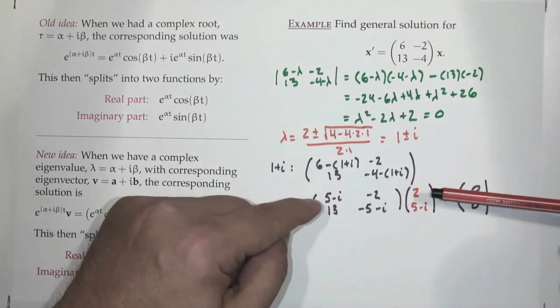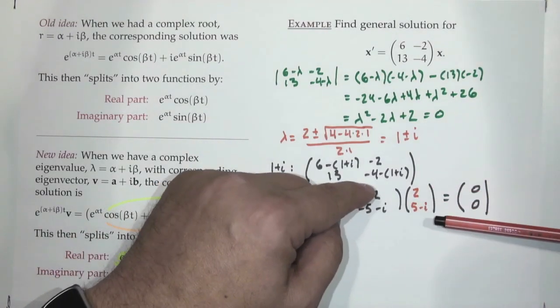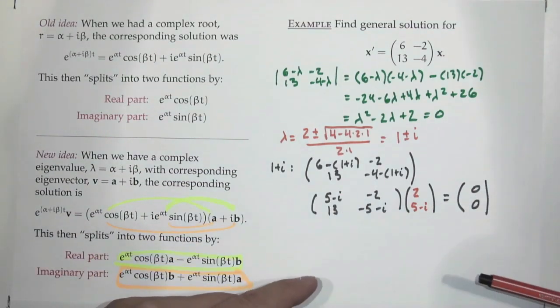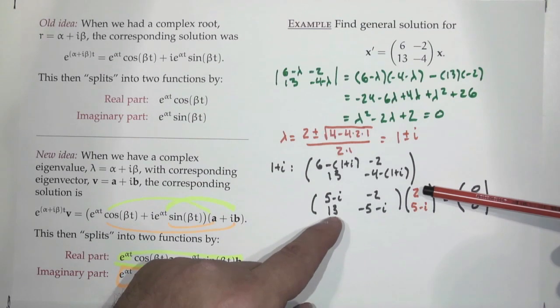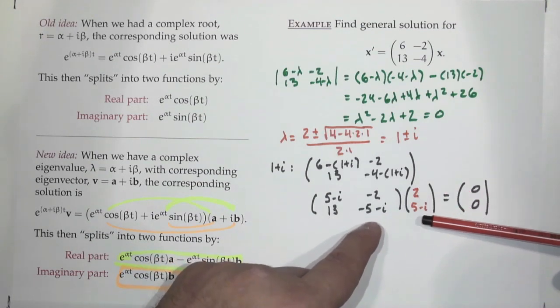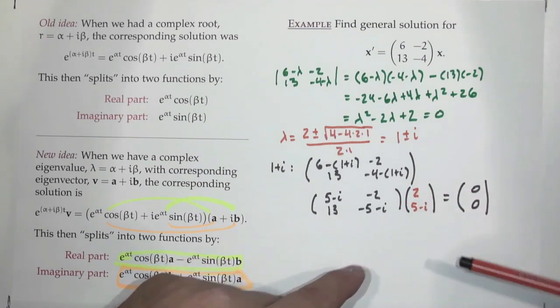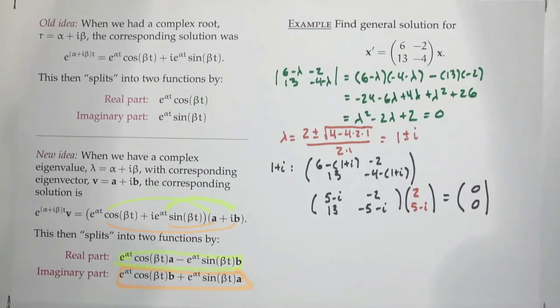You can check it out, right? You get 10 minus 2i minus 10 plus 2i equals 0. And then, this one might take a little bit of time to convince yourselves, but you have 26. And here, if you take minus 5 minus i and 5 minus i, multiply those together, you'd end up with negative 26. And so there we go. There's our eigenvector. Now, are we going to find our other eigenvector? No. We don't need it. It's not going to help us.